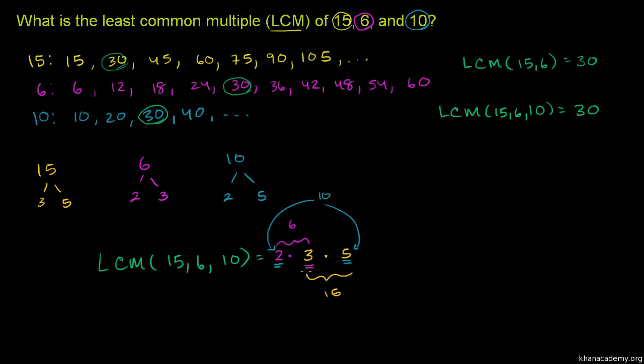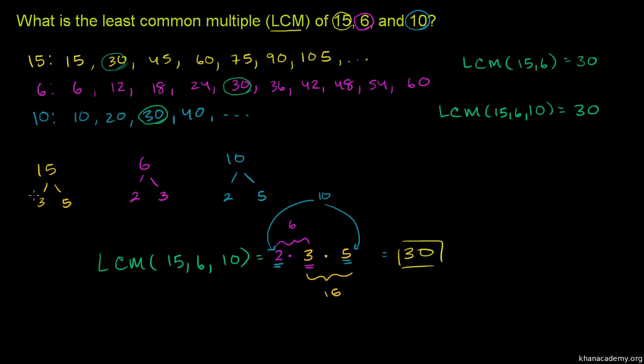And so we have all of them. This 2 times 3 times 5 has all of the prime factors of either 10, 6, or 15. So it is the least common multiple. And if you multiply this out, you will get 2 times 3 is 6, 6 times 5 is 30. So either way, hopefully both of these resonate with you and you see why they make sense.